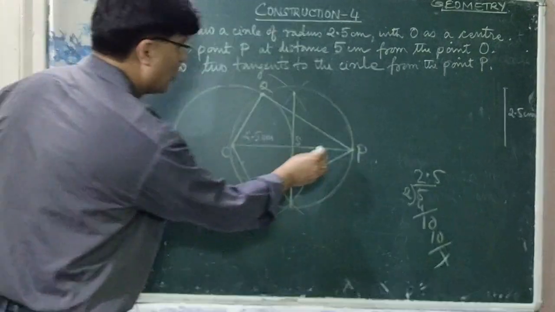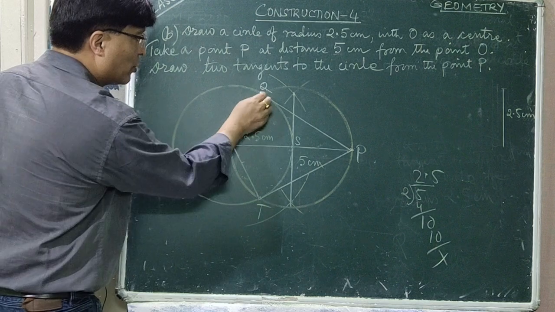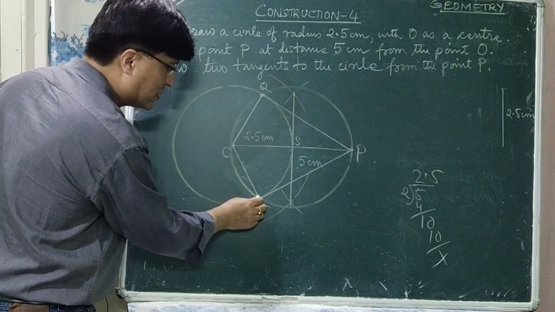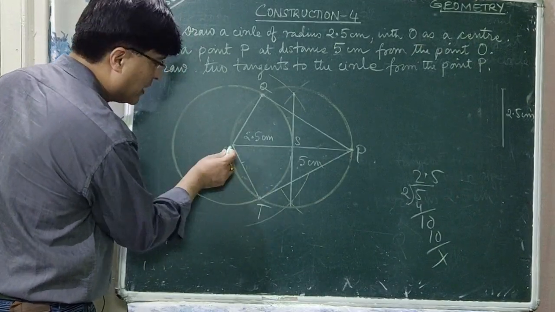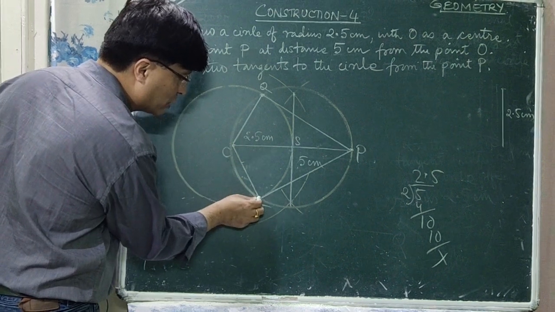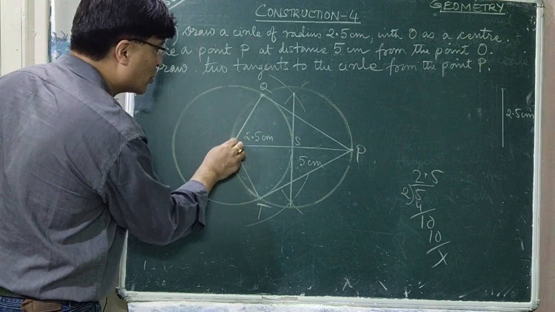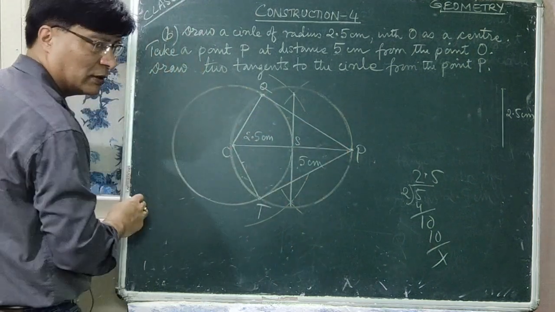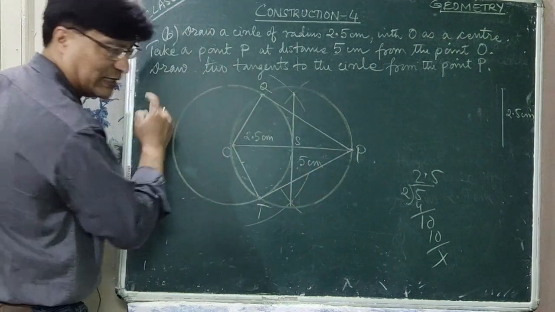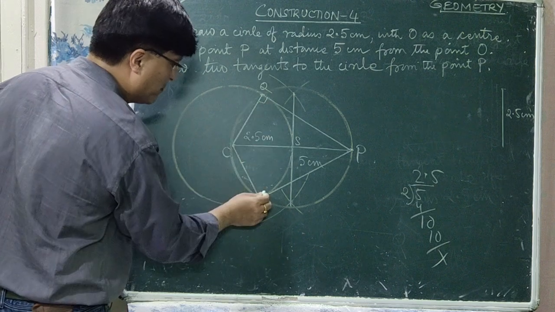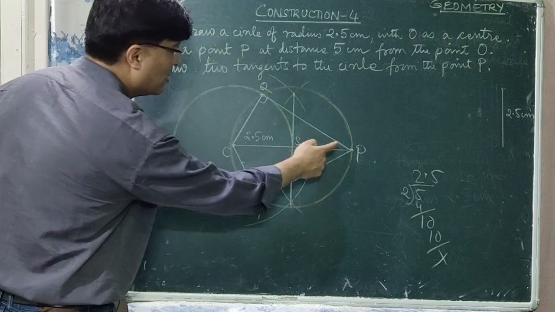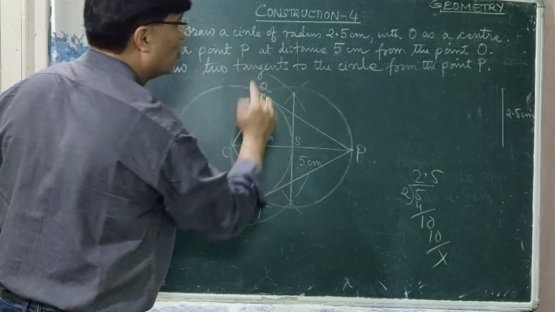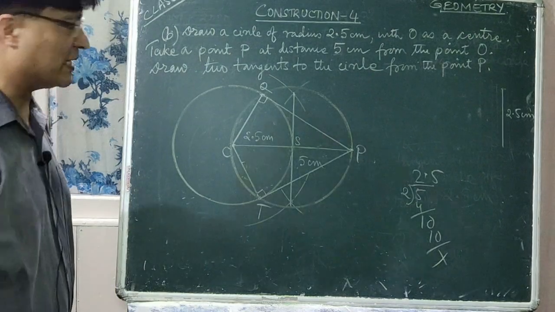Okay. Now PQ is the tangent to the circle at the point of contact Q on it, and PT is another tangent at the point of contact T on the circle. And also OT is the radius through the point of contact T, and OQ is the radius through the point of contact Q. That means OQ is perpendicular to PQ and OT is perpendicular to PT. That means PQ and PT are the two tangents to the given circle with radius 2.5 centimeter.